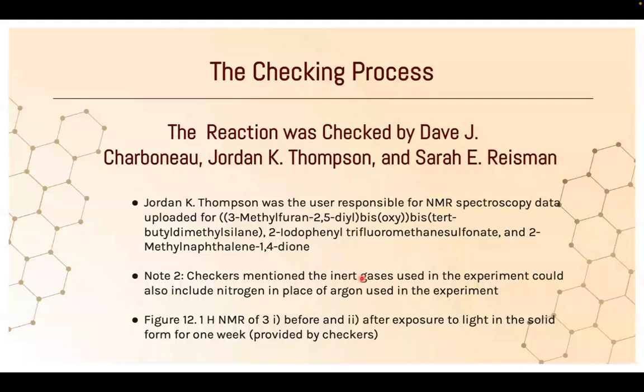listed that inert gases that could also be used in the experiment included nitrogen in place of argon, which was used in the experiment. And lastly, an HNMR of the product before and after light exposure was provided by the checkers.